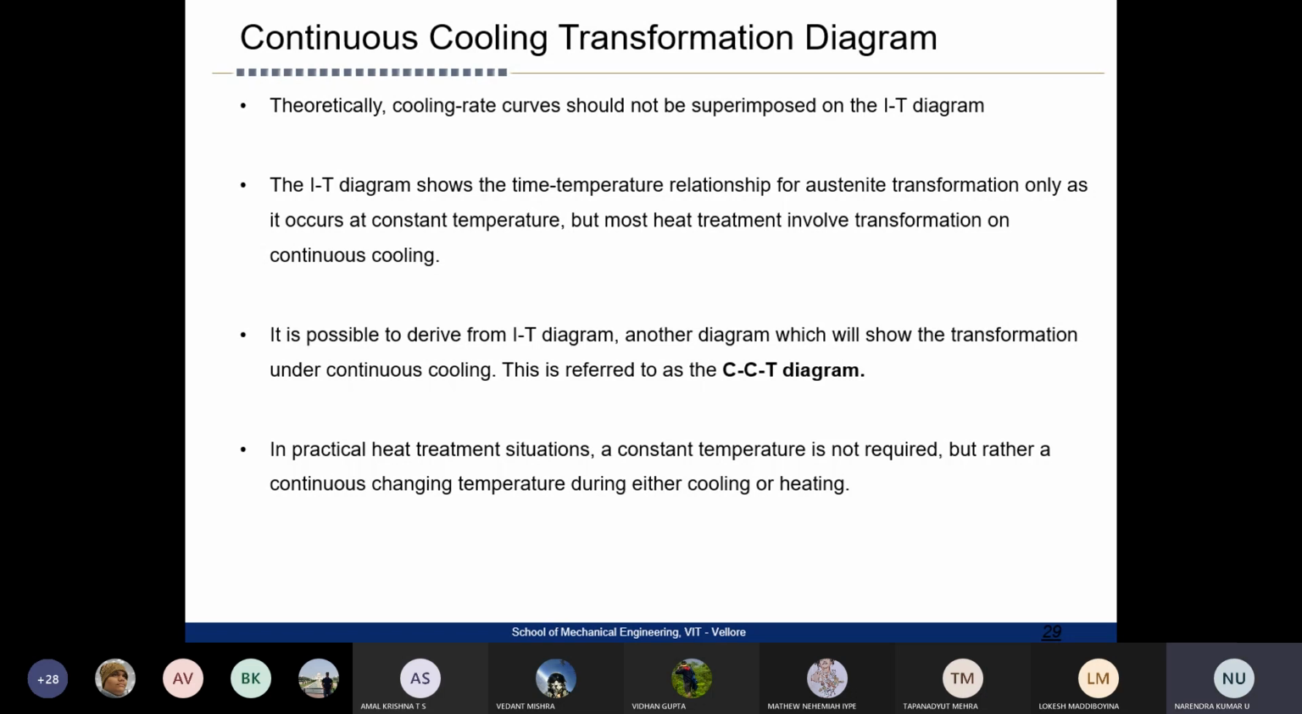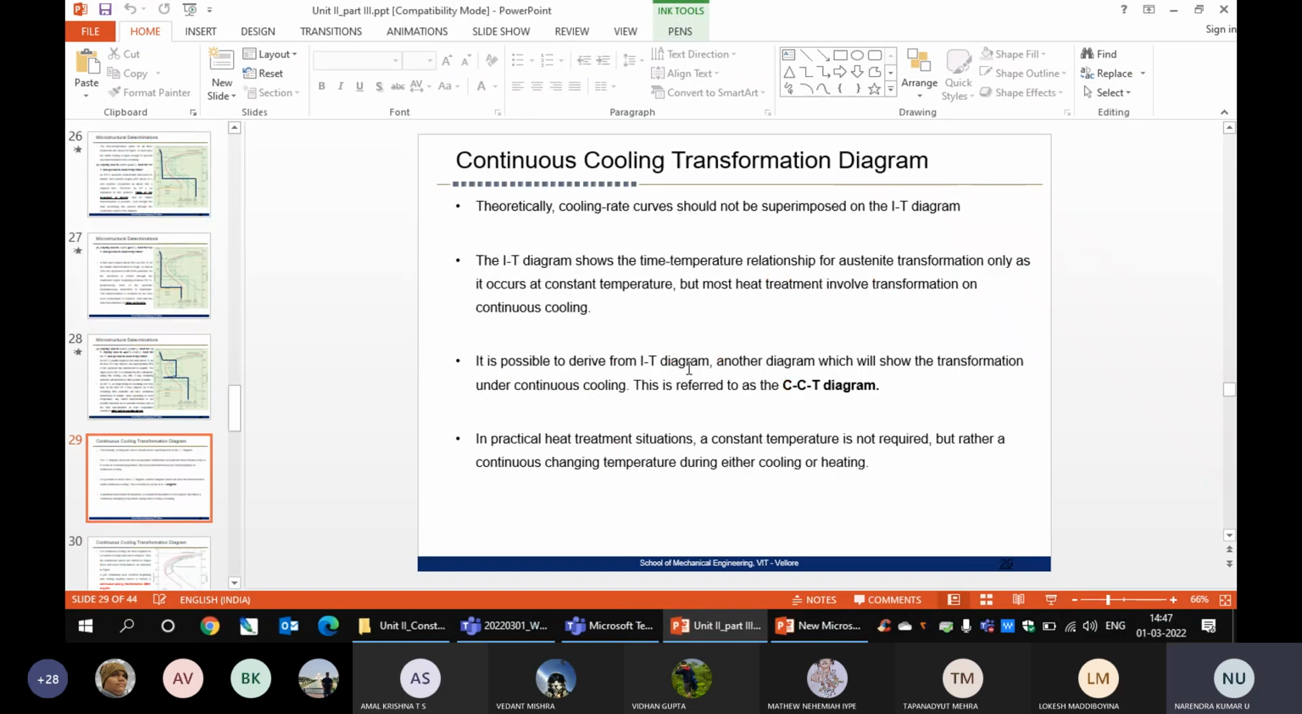Okay, I'll stop with time temperature transformation. The next one is continuous cooling transformation. I'll do this in the next class for you. I hope you understood the time temperature transformation.